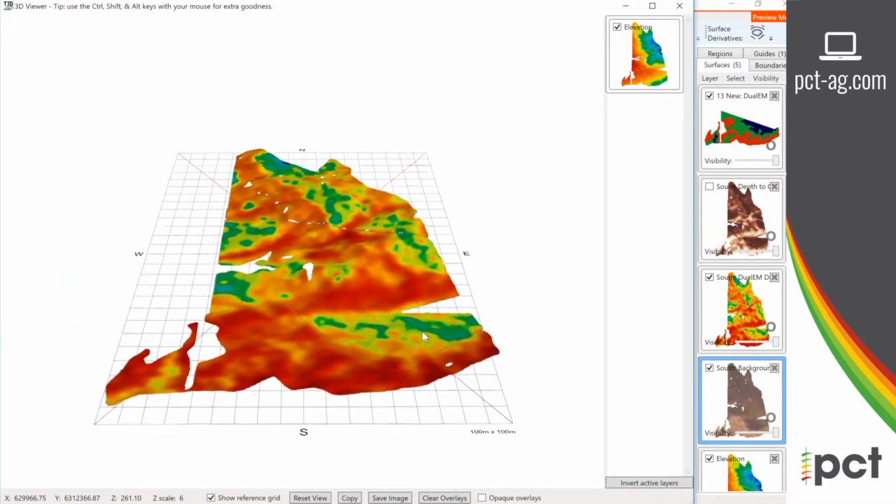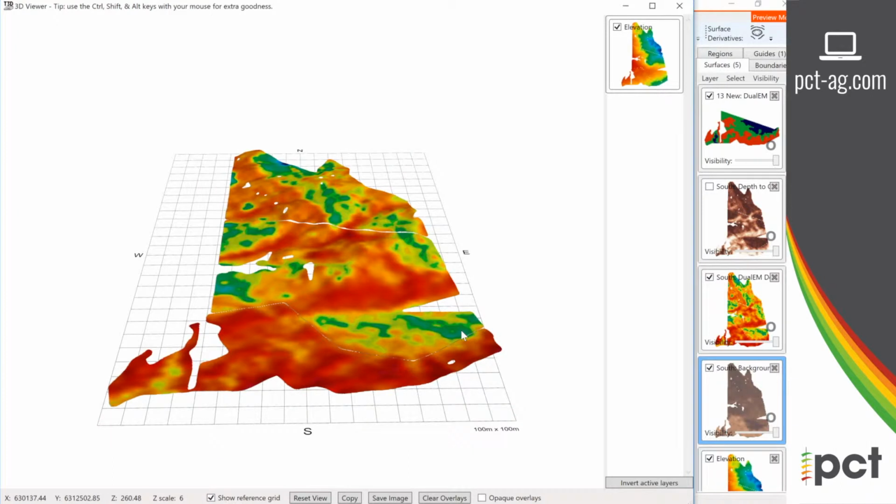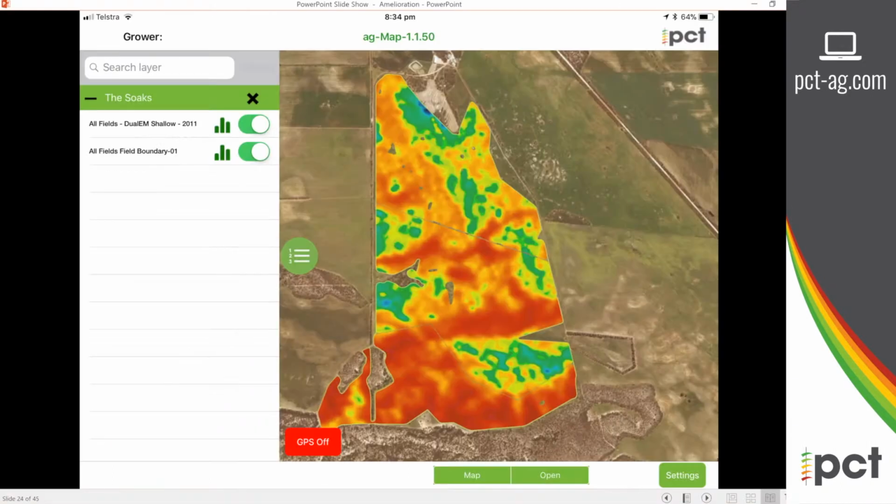But the computer map can't do it all for us. We still need to visit the field to see what's happening in the real world. So that can be done by loading your EM map onto PCT AgMap software, and you can just use the GPS in your iPad to navigate over the field and take some observations. And this can be done just by digging down to observe what's happening down through the profile.